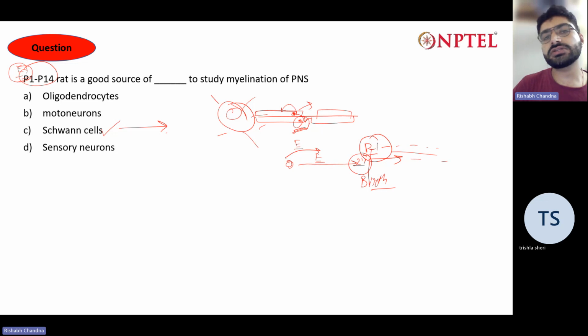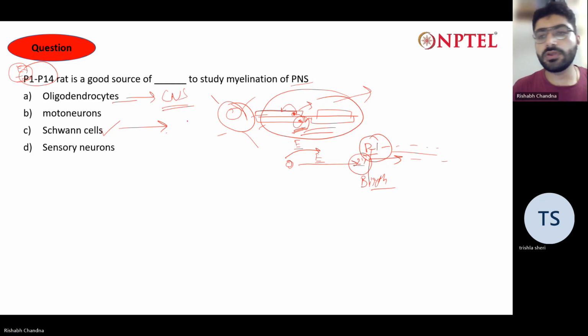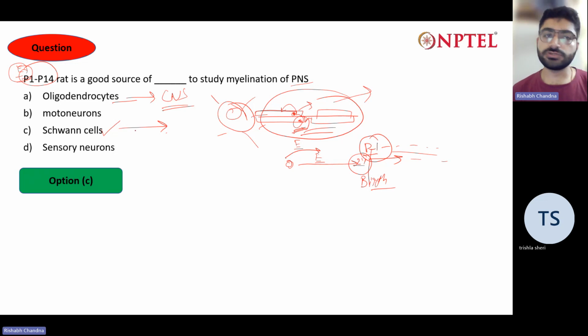So when we want to study the myelination of PNS, PNS means peripheral nervous system. Anything outside the central nervous system will be comprised of different organs. So when we are dealing with anything other than the central nervous system, Schwann cells will be isolated from these particular neurons. Then only we can study the myelination of different organs. Oligodendrocytes are also used for myelination, but this is the case of CNS. In case of CNS, the myelination is studied with the help of oligodendrocytes. Okay, so the correct answer is option C.